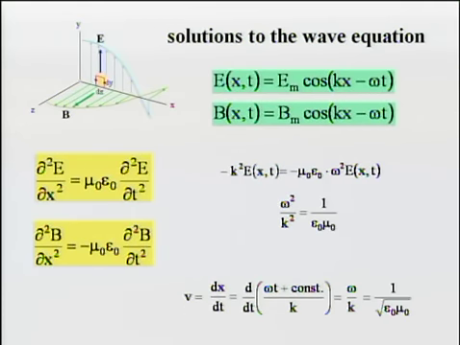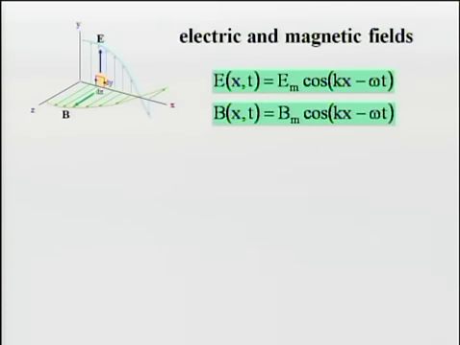Now, one example of electromagnetic wave is the light, which means that the ratio of omega over k, which happens to be equal to 1 over square root of the product of permittivity and permeability, is the speed of light. We found the speed of light, and indeed, if you plug in permittivity of free space and permeability of free space, you will get speed of light, which you have on the cover of the book.